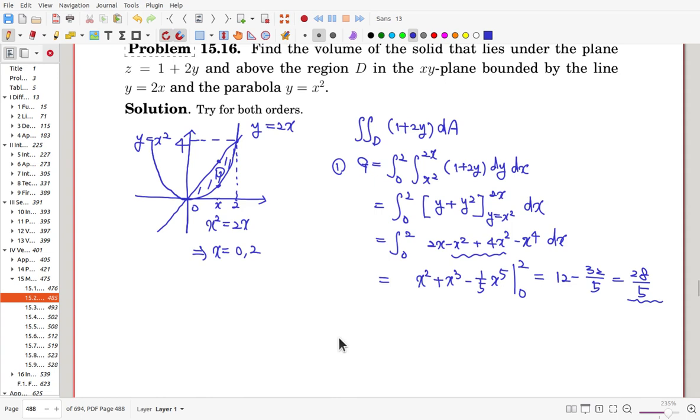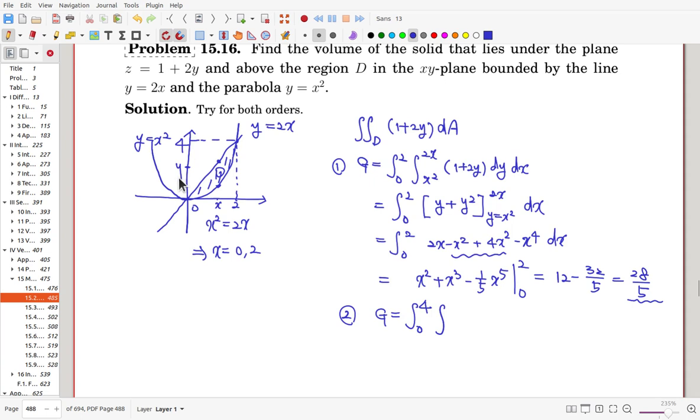Now we'll try the other direction. Sometimes the other direction can be much more complicated, sometimes impossible, but anyway, let's try. Now, the y integral is the outer integral, but y is moving from 0 to 4. Then, let's go back to the picture.